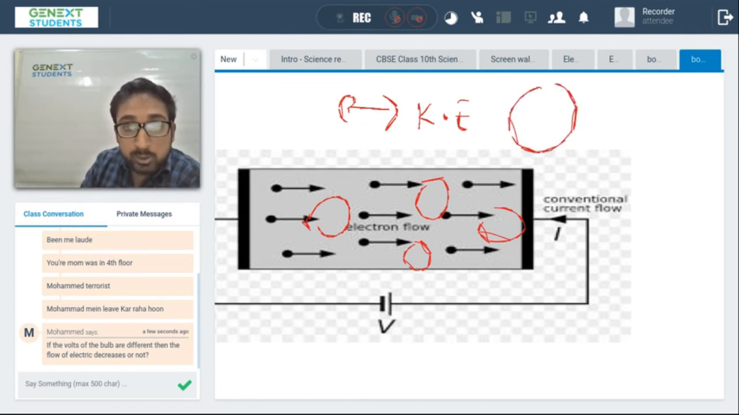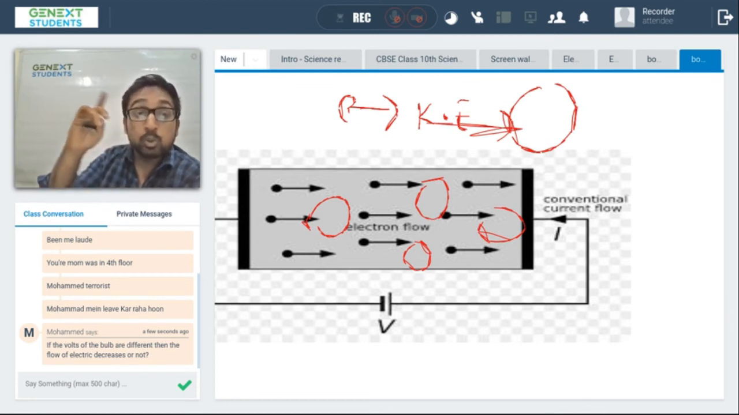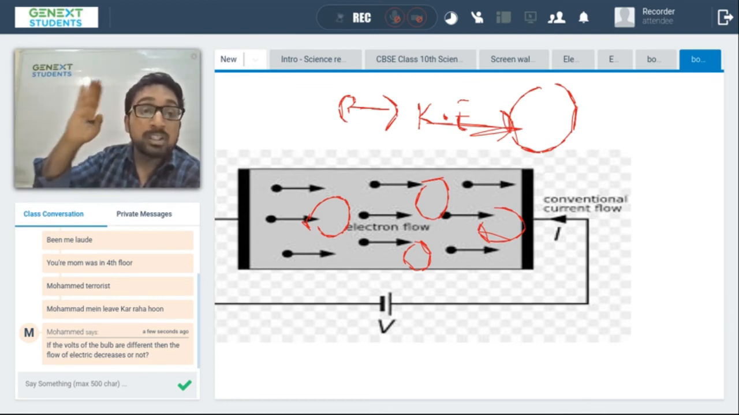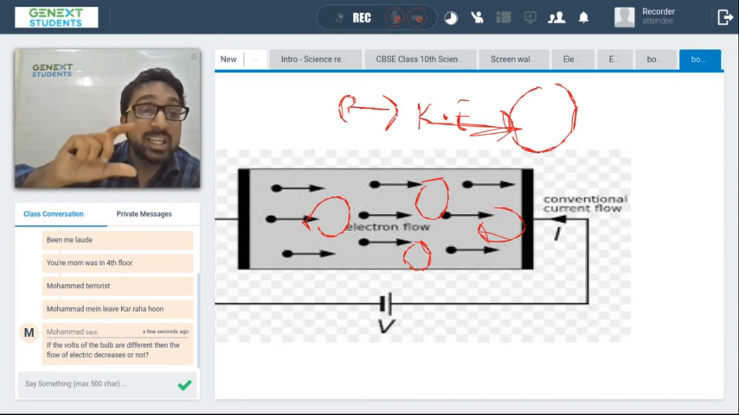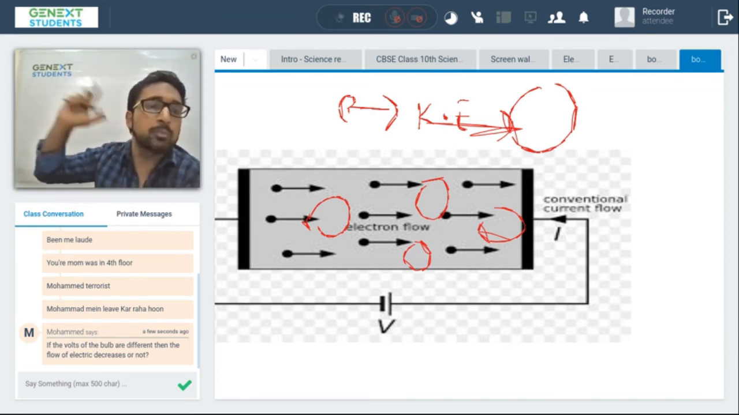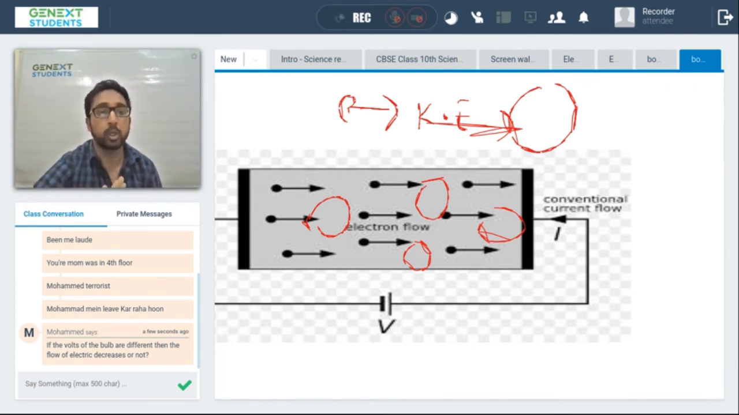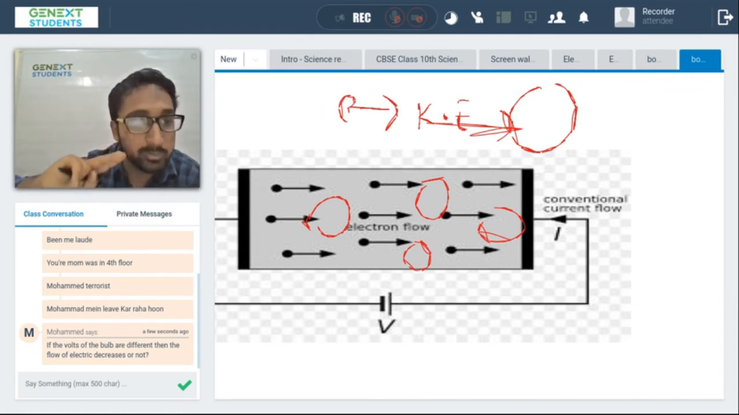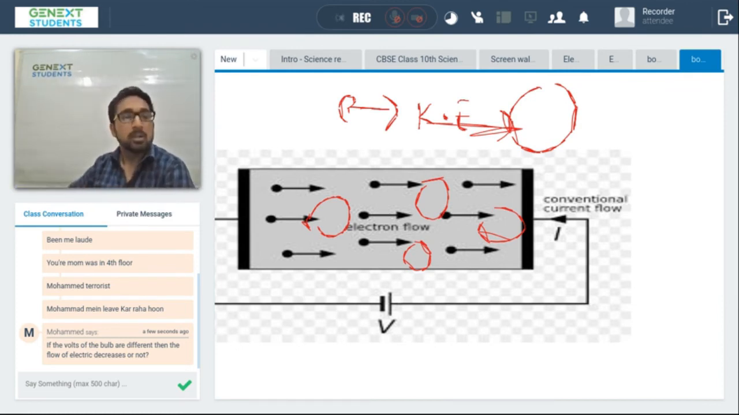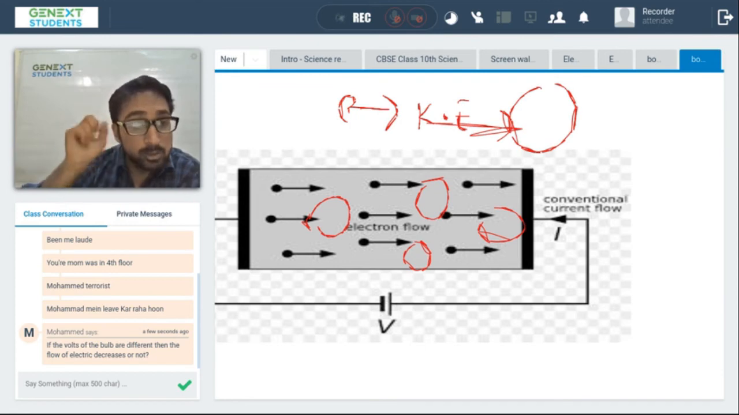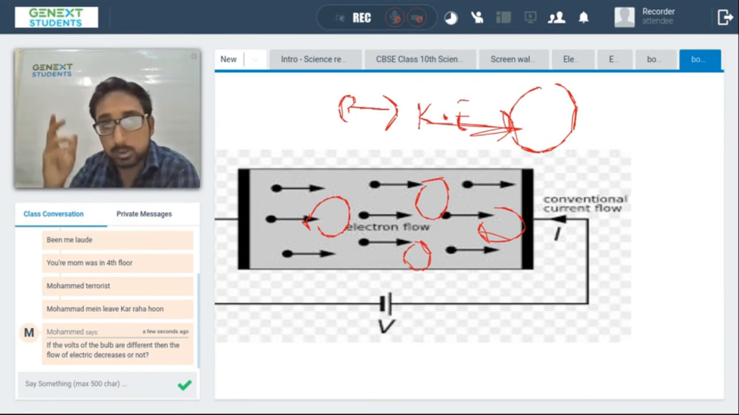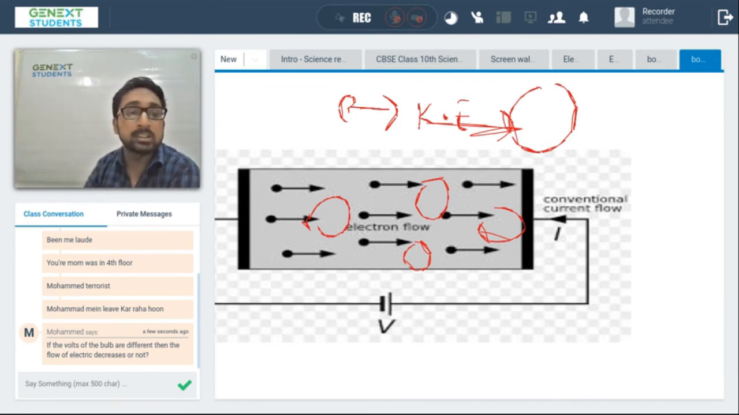And once it collides with this atom, by the law of conservation of energy, this energy should convert into some other form. It is not possible for it to be destroyed. Energy can neither be created nor be destroyed. It can only be converted from one form to another, right? If you heat water, does it get energy from anywhere else? No, it is getting energy from the gas.